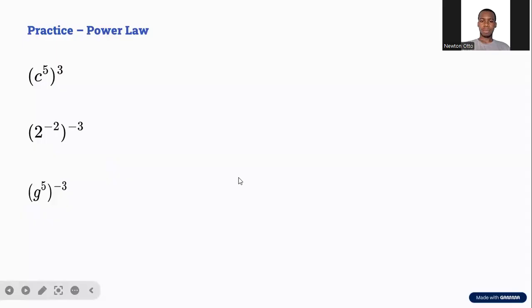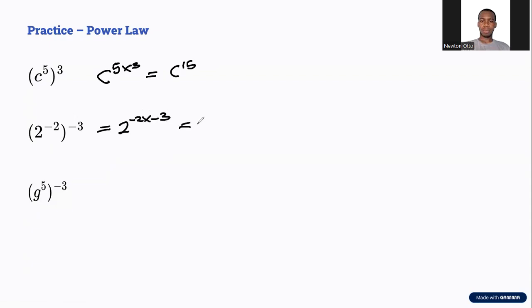And so, the final practice question for the power law. You can pause the video now and solve these equations. We have c raised to the power 5 times 2, with this power law, which will give us c raised to the power 10. And to solve this, you have 2 raised to the power negative 2 times negative 3. That will give us 2 raised to the power, negative 2 times negative 3, negative times negative, what? Positive. And 2 times 3 is 6. That's 2 raised to the power 6, and this should be 64.